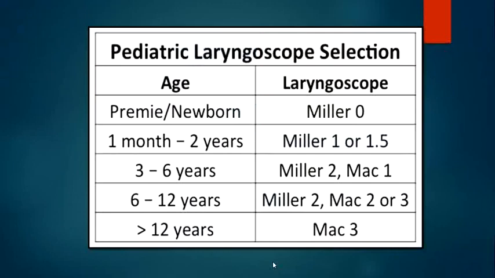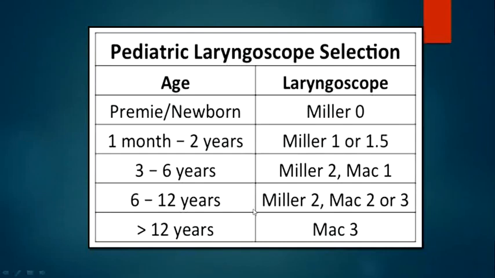This slide shows the appropriate size selection of the laryngoscope according to the age of the baby. In a newborn, whether term or preterm, we use the Miller. We use the Miller up to 8 years of age, so it's called Miller 0. It should always be available at the time of resuscitation for babies.